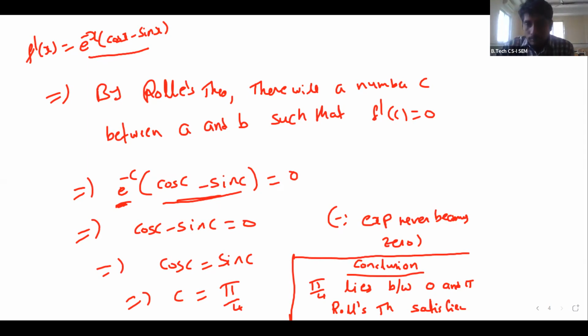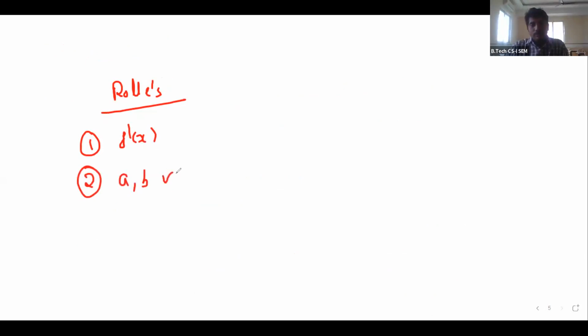Now, చూడండి, I am summarizing the procedure of Rolle's theorem. If anybody asks you what is the procedure of Rolle's theorem verification, first step, you have to calculate f dash x. First step ఏంటి, f dash x calculate చేయాలి. Second step, you have to write a value and b value from the data.